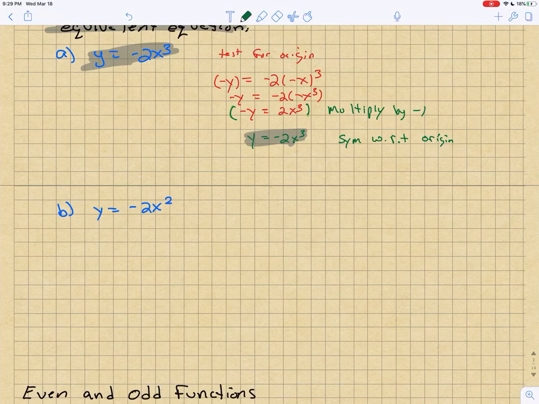Let's look at this. y is equal to minus 2x squared. We're going to check for the origin. We got minus y is equal to minus 2 times a minus x squared. That gives me minus y is equal to minus 2 times positive x squared. When I multiply through by a negative 1, I get y equals, oh, that's a problem, 2x squared. So since they're not the same equation, it is not symmetric with respect to the origin.